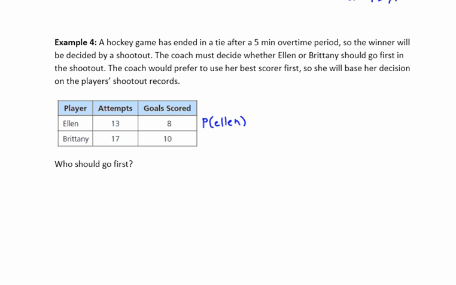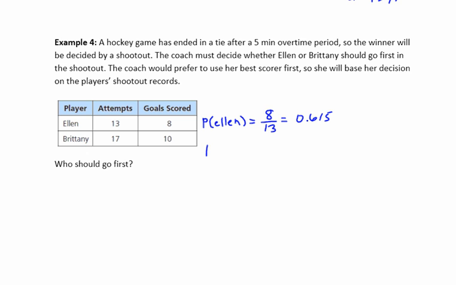How do I get the probability of Ellen scoring? Well, how many times did she score? How many goals has she scored? 8 in the last, total of what? Yeah, attempts means how many total shots she's taken, right? So 8 out of 13, which is what? 61.5% or 0.615.